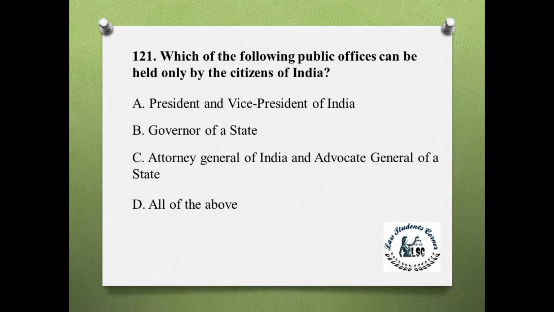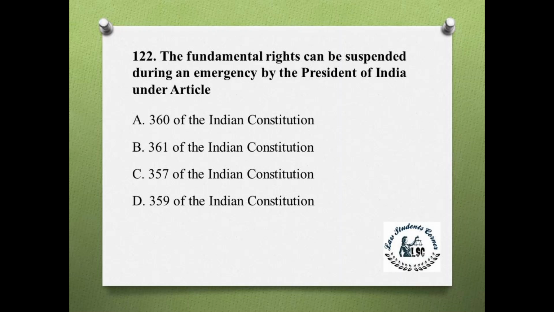Question number 121. Which of the following public offices can be held only by the citizens of India? Option A, President and Vice President of India. Option B, Governor of a state. Option C, Attorney General of India and Advocate General of a state. Option D, all of the above. Correct answer is option D, all of the above.